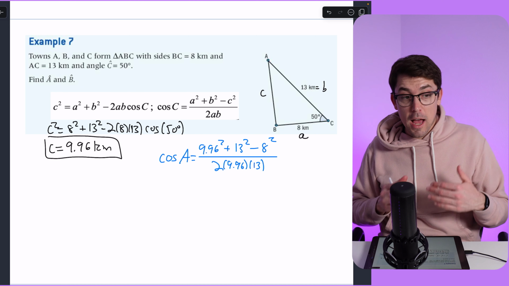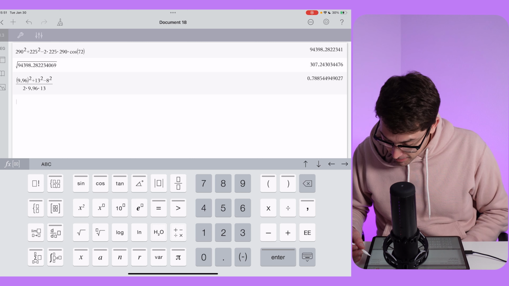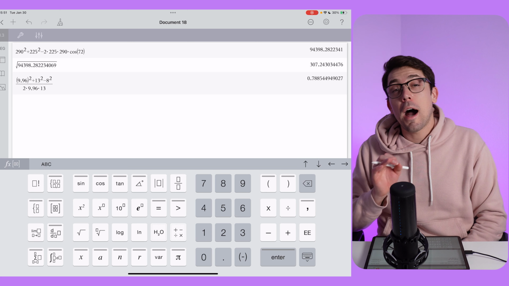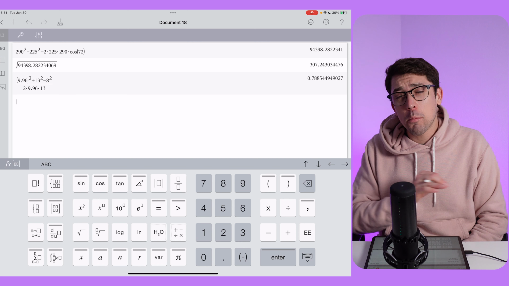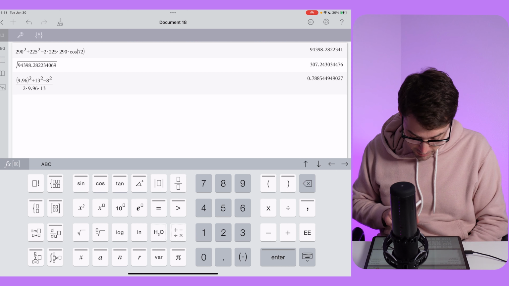And then what I'm going to do is I'm going to get an answer, which will be 0.7885 and so on. But remember, that's what the cosine equals to. But I want the actual angle. And so just like in our previous videos, what we're going to do is take the inverse cosine of this value to figure out what our angle is.